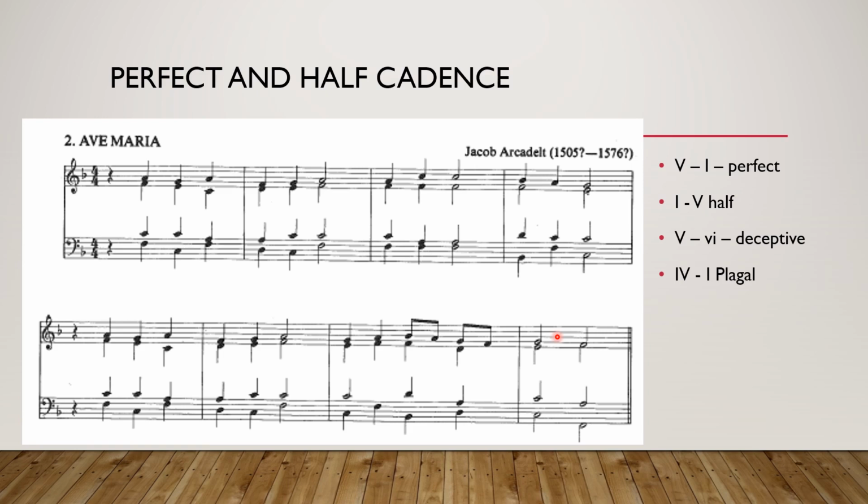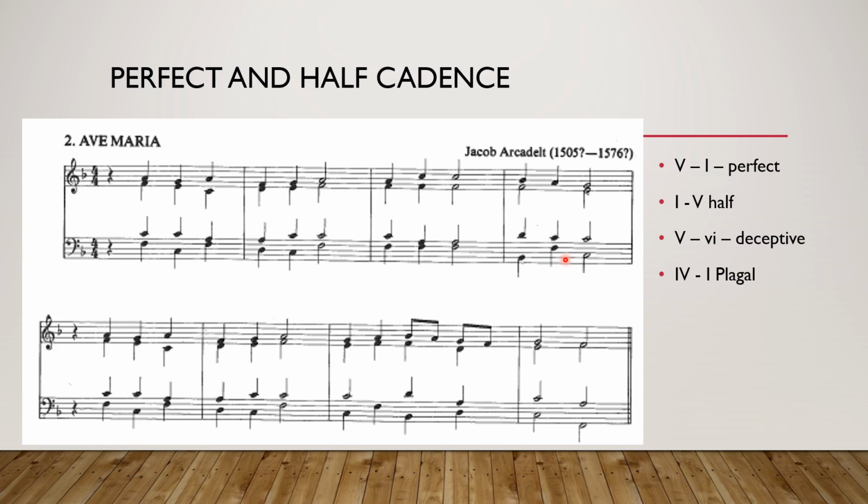We've got this 5 chord going to a 1, and it feels very final, it feels very complete. A 5-1, a perfect cadence. If we look at the first bar here, the first system here, in this second beat, we've got F, C, and A.